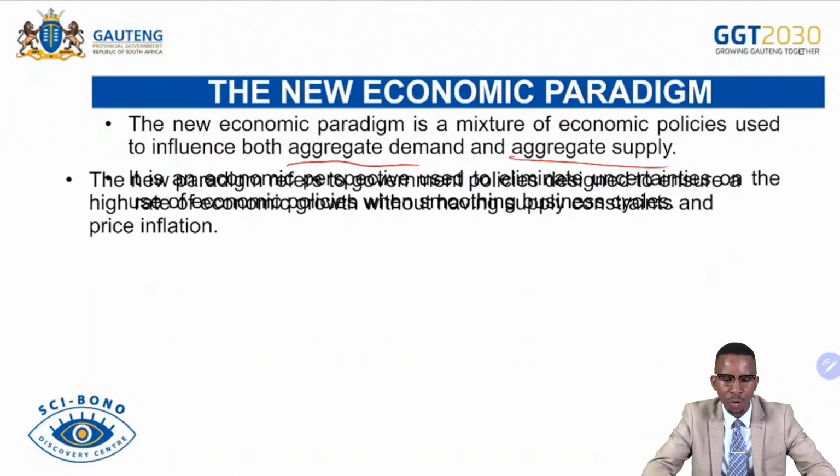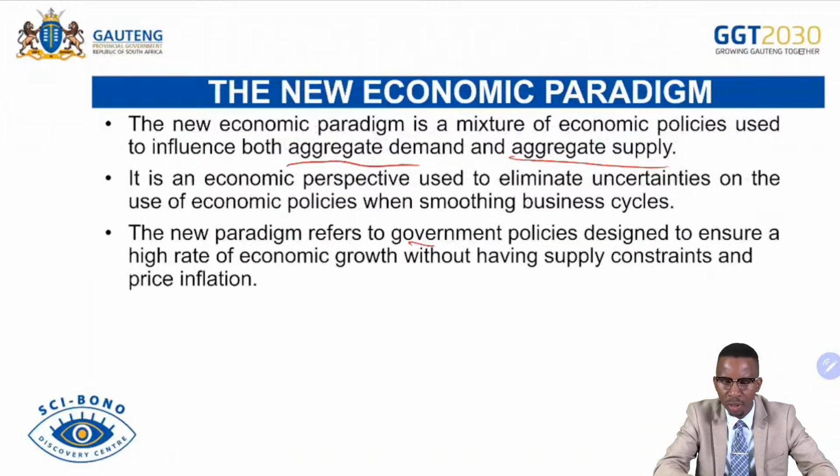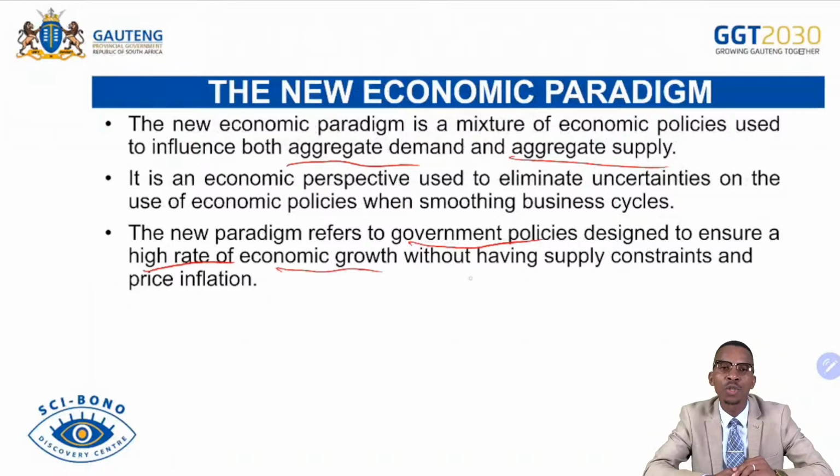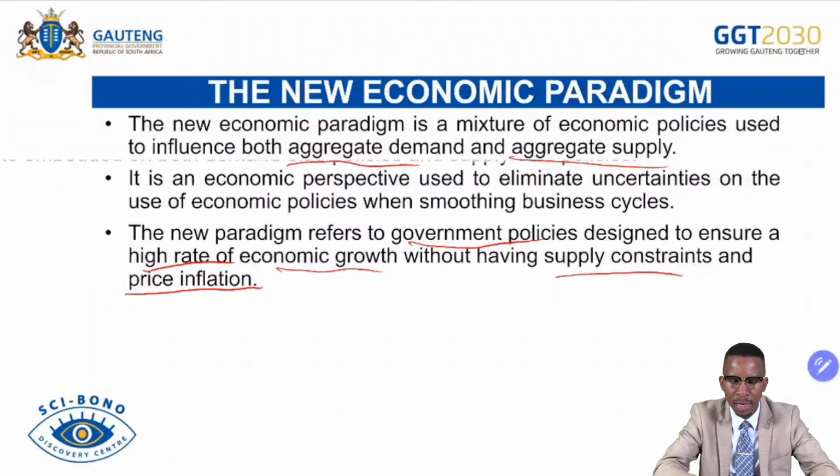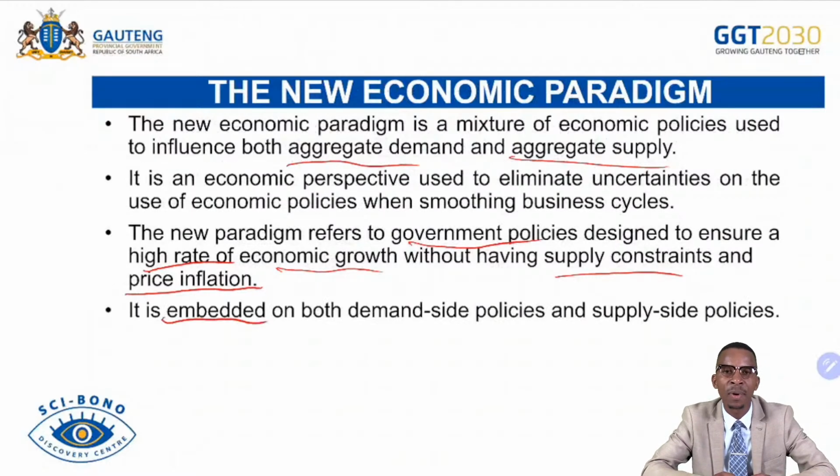The new economic paradigm refers to the government policies designed to ensure a high rate of economic growth without having supply constraints and price inflation. So it focuses on ensuring that as we have economic growth, that does not result in supply challenges or supply constraints. There should not be more money chasing few goods in the economy. As we have economic growth, there's also a high level of supply. At the same time, we don't have an inflation effect. It is embedded in both the demand side policies and supply side policies.